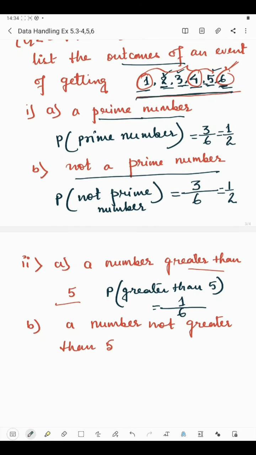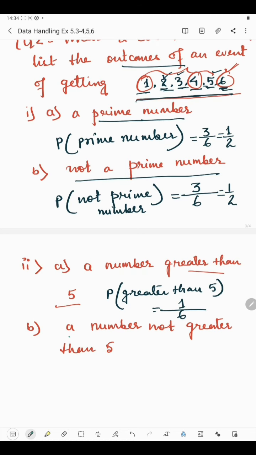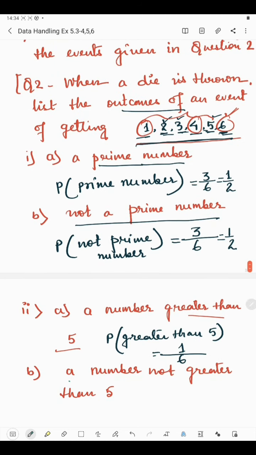In the last part we have to find the probability of getting a number not greater than 5. Now, which numbers come under this? Not greater than 5 means 1, 2, 3, 4, 5 are also included, because it is said not greater than 5. So 5 is not greater than 5, right? We cannot take 6 because 6 is greater than 5, but we can include 5 because it's equal to 5, right?